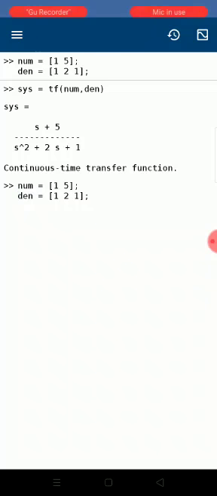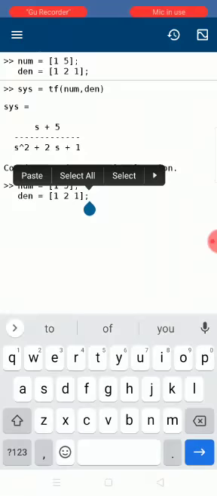Accordingly, the denominator coefficients are written. The coefficient of S square is 1. The coefficient of S is 2. The coefficient of S raised to 0 is 1. So I wrote here all these values.